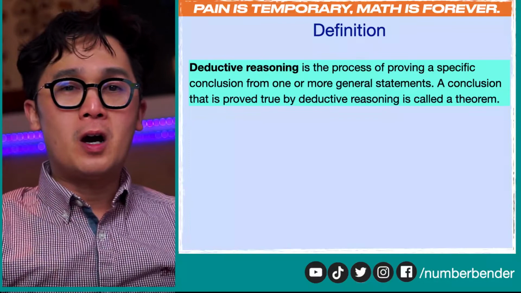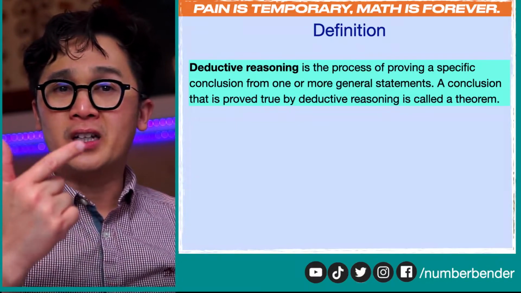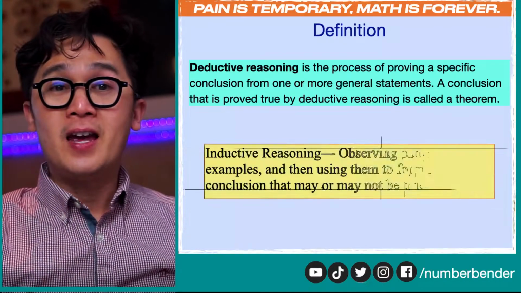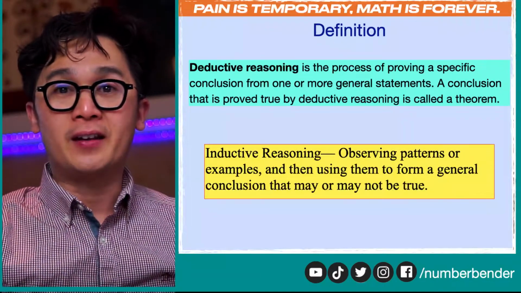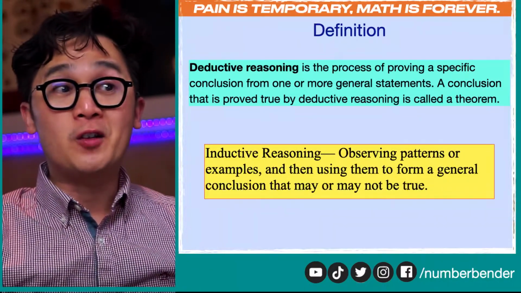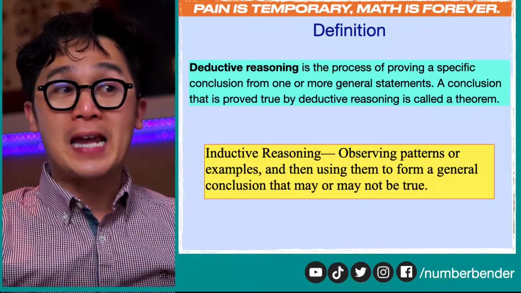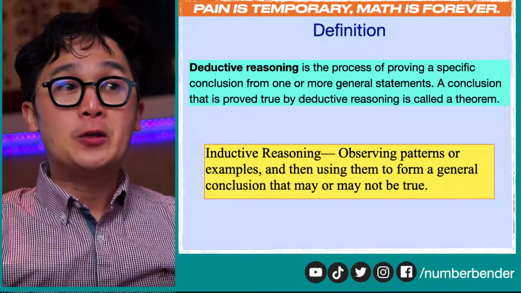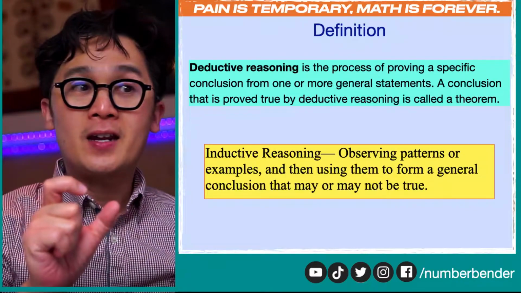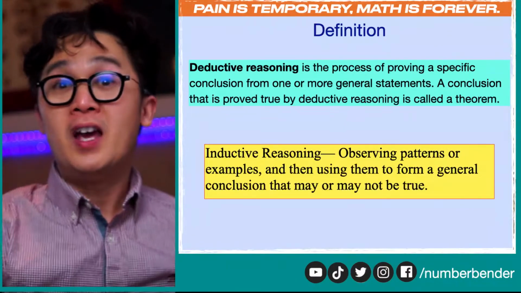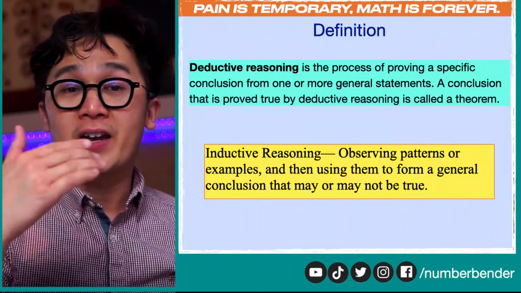To give you a better idea of the difference between deductive and inductive reasoning, let's review what inductive reasoning means. This is a type of reasoning wherein we observe patterns or examples and then use them to form a general conclusion that may or may not be true. So that is the difference between deductive and inductive reasoning.